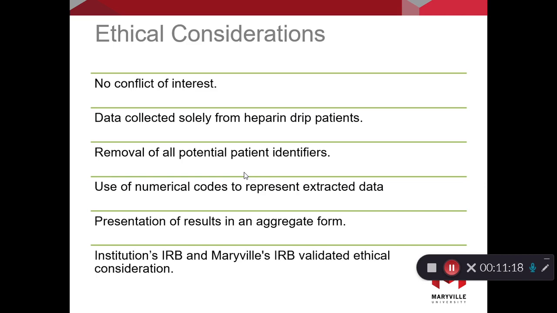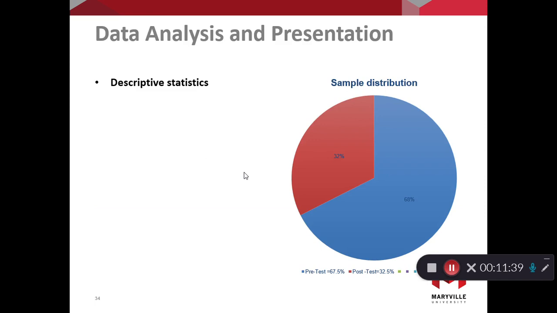The data was collected solely from patients who received heparin drip. All potential patient identifiers were removed. Only numerical codes were used for the extracted data. The results were presented in aggregate form, and the ethical considerations were validated by Maryville IRB and the institution IRB. Next, data analysis and presentation.